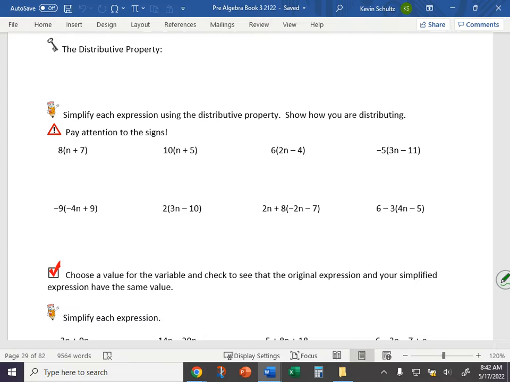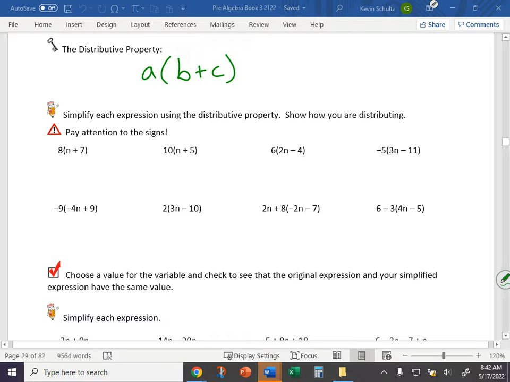And basically, what it says is that if you have a number outside of parentheses, and then in those parentheses, you've got either addition or subtraction. So like A times B plus C. And if you look at some of the examples that we have here, these are all in the form of A times B plus C. You've got something on the outside of parentheses, and then two things being added or subtracted on the inside, okay? And the reason why we can't combine what's on the inside of parentheses is because they're not going to be like terms.